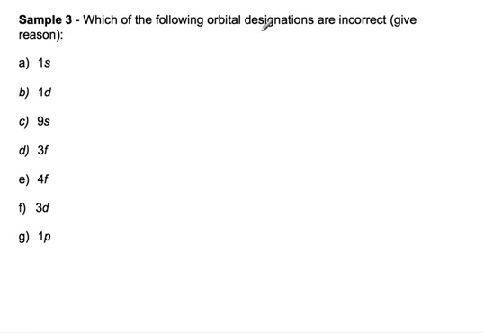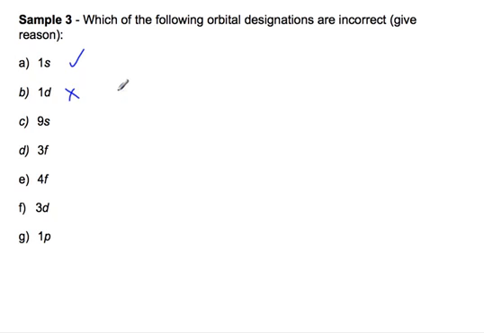Just a quick little tester. Which of the following orbital designations are incorrect? Give a reason. So 1s, that's fine. n equals 1 is the first energy level. There has to be at least one orbital there. There is one orbital there. It's the s orbital.